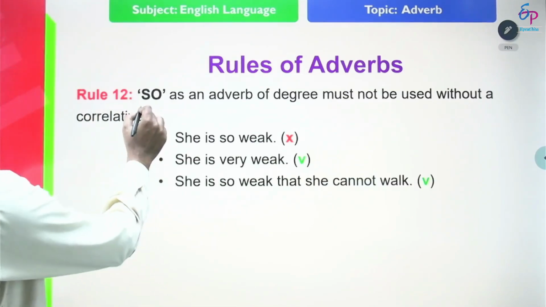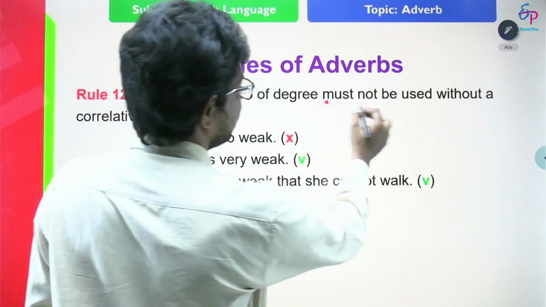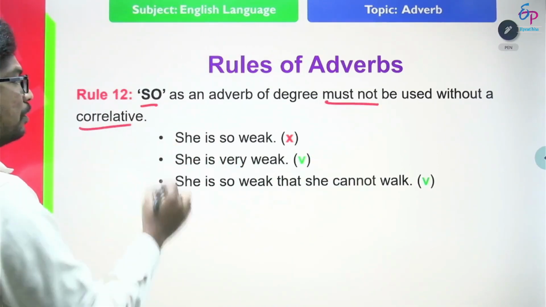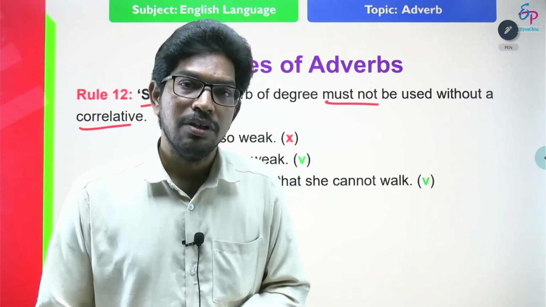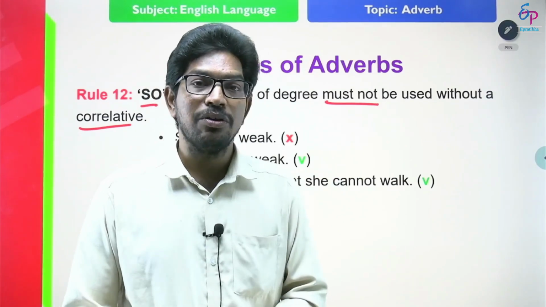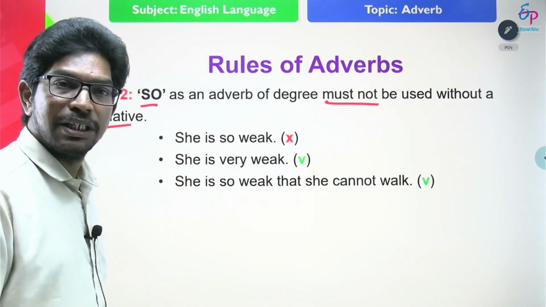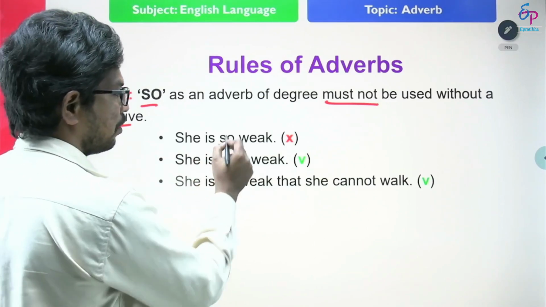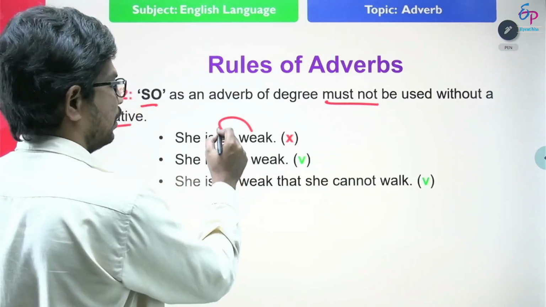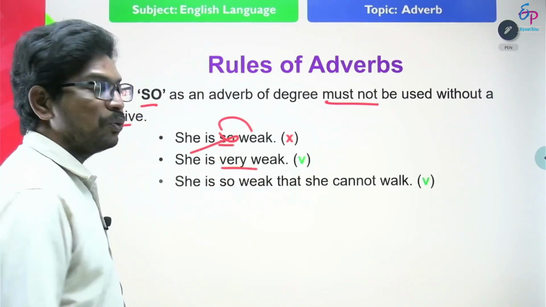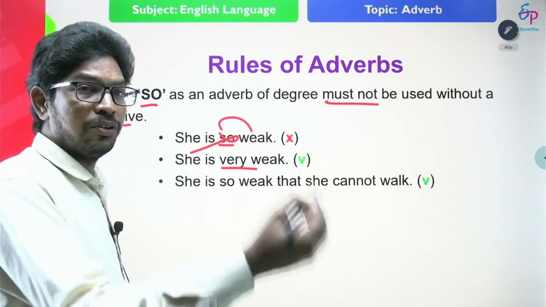Next. So, an adverb of degree, must not be used without a correlative. Let us see the example. She is so weak. Here so is modifying the adjective weak. So cannot be used without a correlative, so here we should use very. She is very weak. So when to use so? It is only used with a correlative.